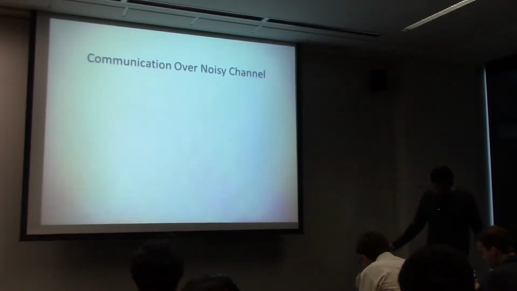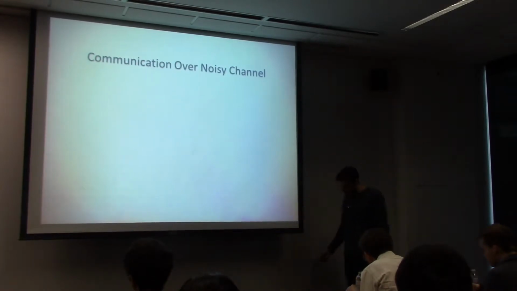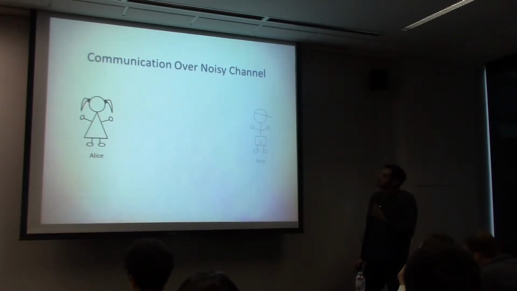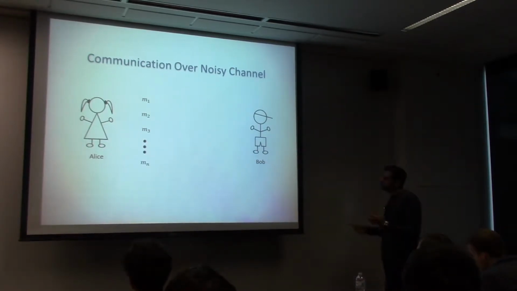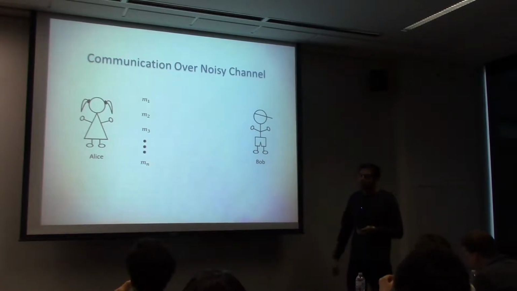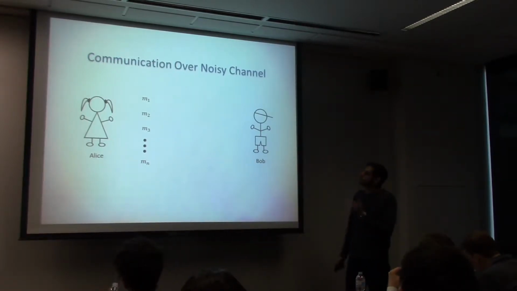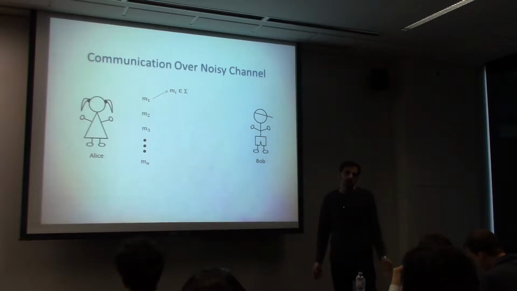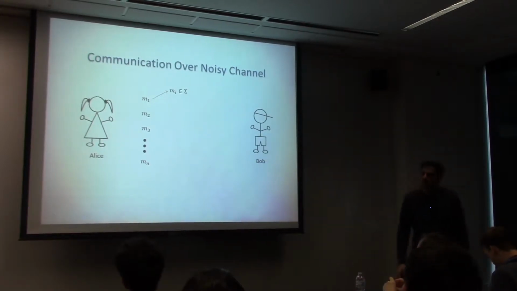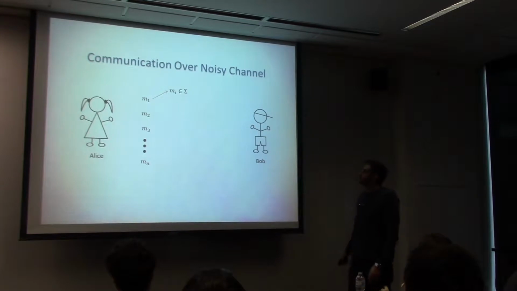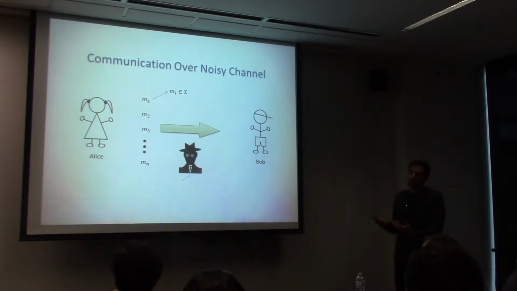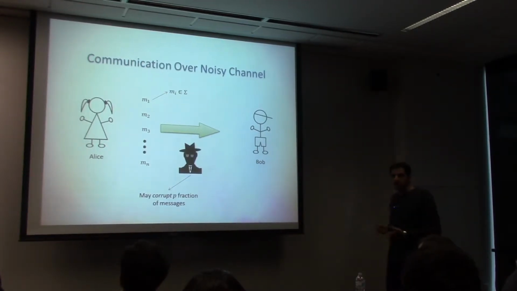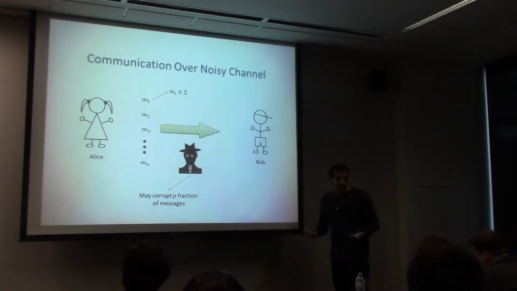The best way to talk about error-correcting codes is to think of the following scenario. Let's say you have two people, Alice and Bob, and Alice has a file, or n messages that she wants to send to Bob. Each of these messages is chosen out of a set sigma that we will call the alphabet of the communication. She can send these messages over a given channel. And what happens in this channel is that there is an adversary, like a bad guy in the middle, who has the power to corrupt a certain fraction of these messages.